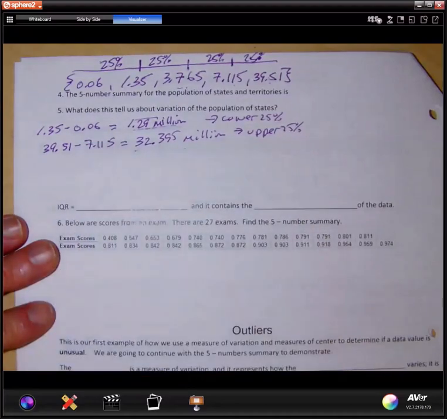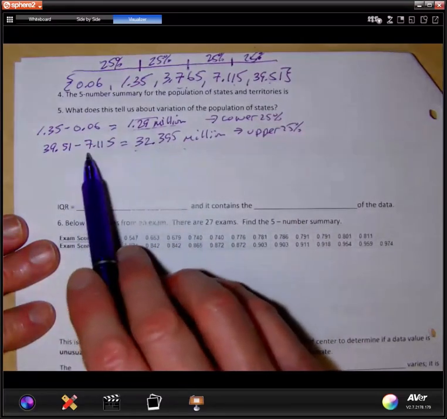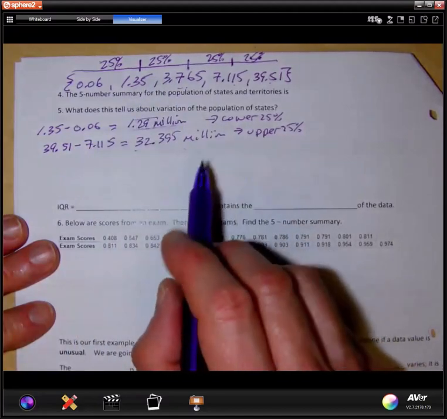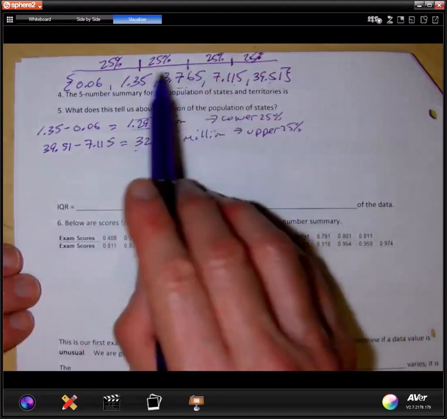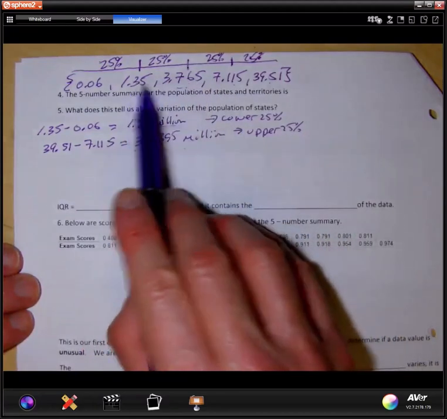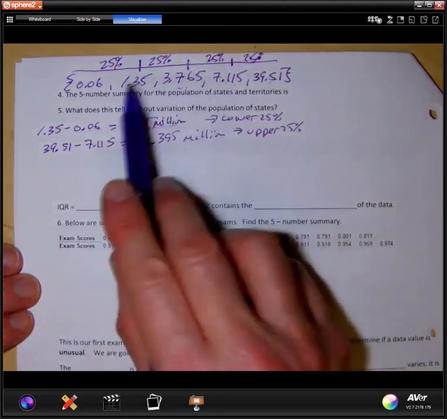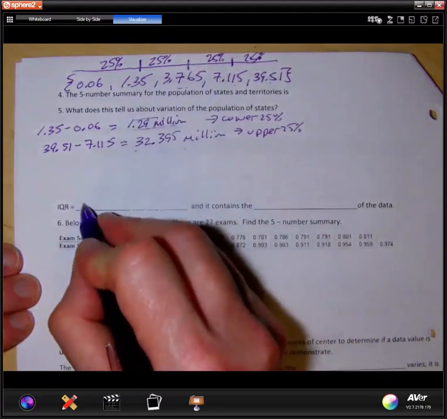Okay, so what we're looking at is the differences. We can also look at this difference if we wanted to. I'm not going to do that right now to save some time. But there's another difference that I do want to look at. I want to look at the difference between this number and this number. And this distance right here has a name, and that is the IQR.